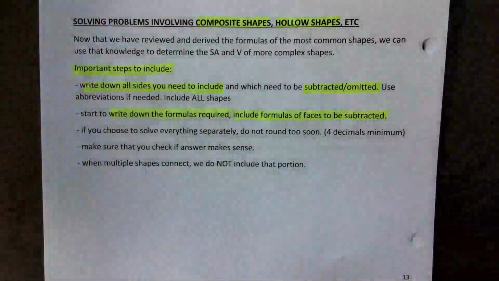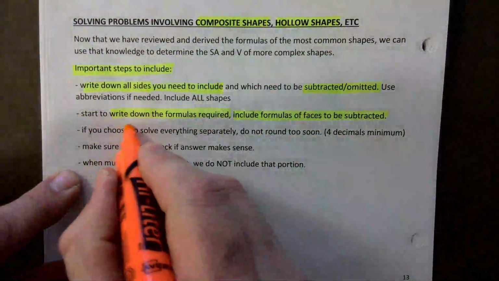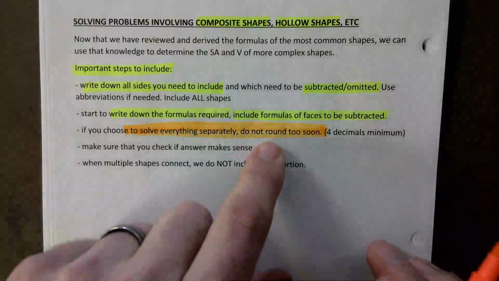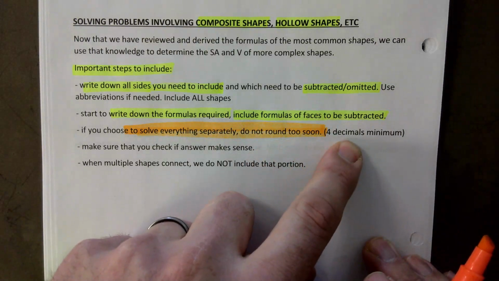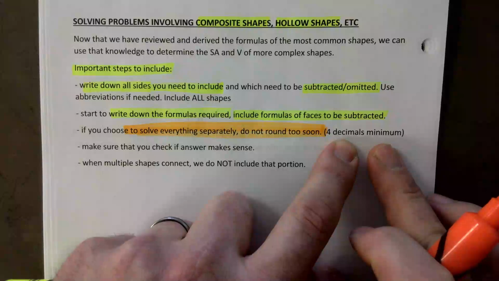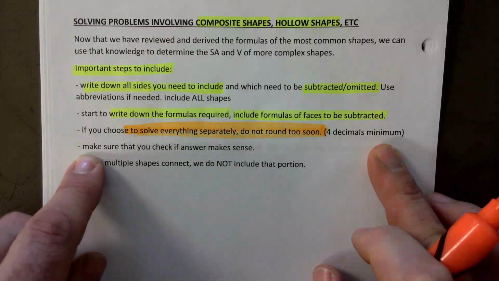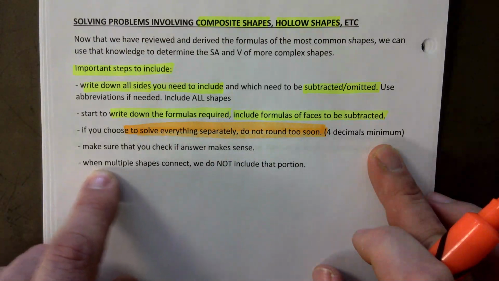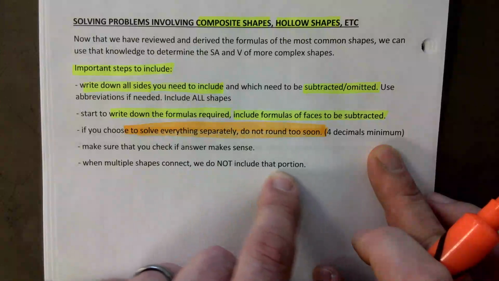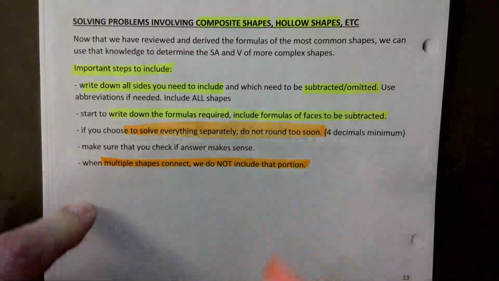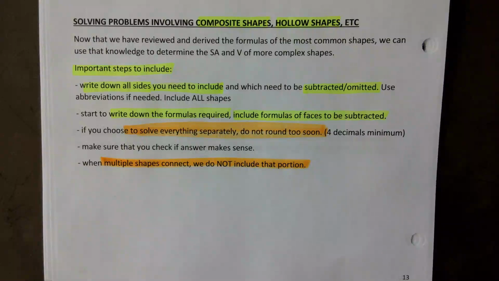I'm going to give this a different color. Some students like to do everything in chunks and all over the place. Just do not round too soon. I would say 4 decimals. This was before the awesome calculators you now have. I would say use all decimals. We can copy paste. It's so easy with these ones. The older ones, it was a pain. Okay. Make sure you check if your answer makes sense. When multiple shapes connect, do not include that portion. So don't double count. That's what I'm trying to say here.